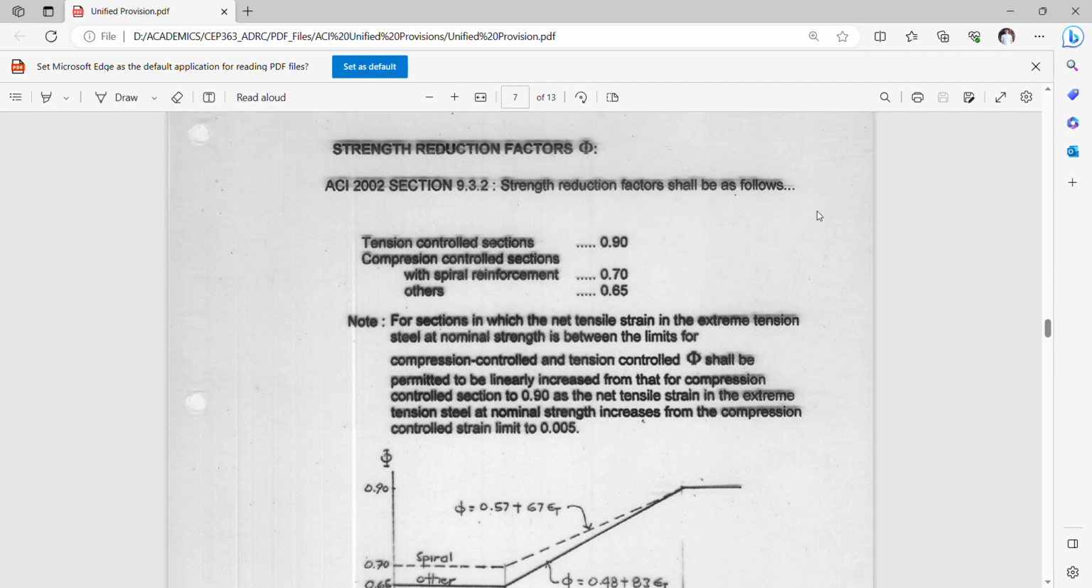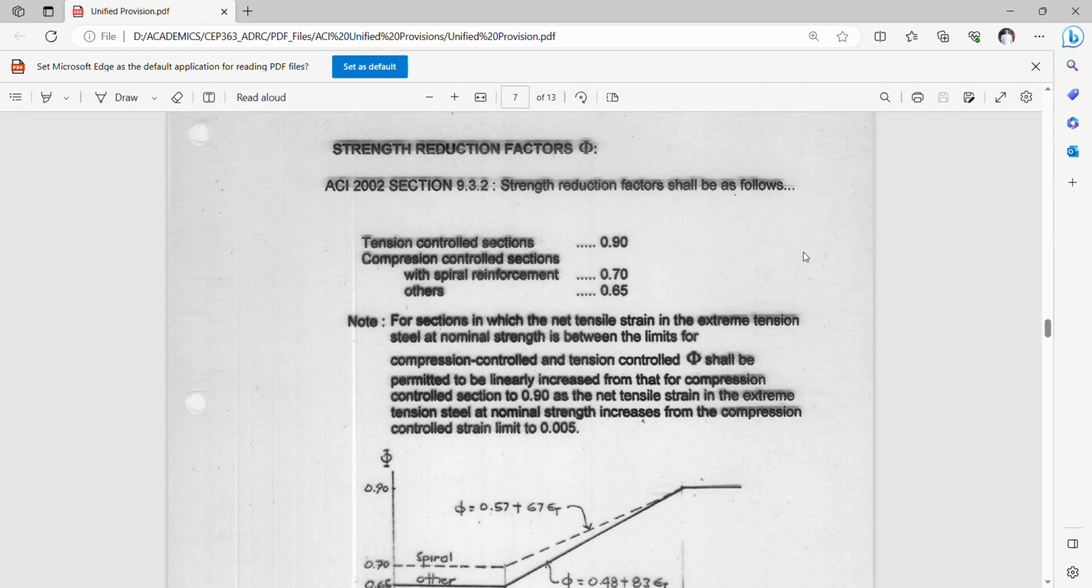Good evening, guys. I'll be discussing some important concepts on strength reduction factors. So we will try to review the old code, ACI and NCB, and compare them with some new versions of the code.